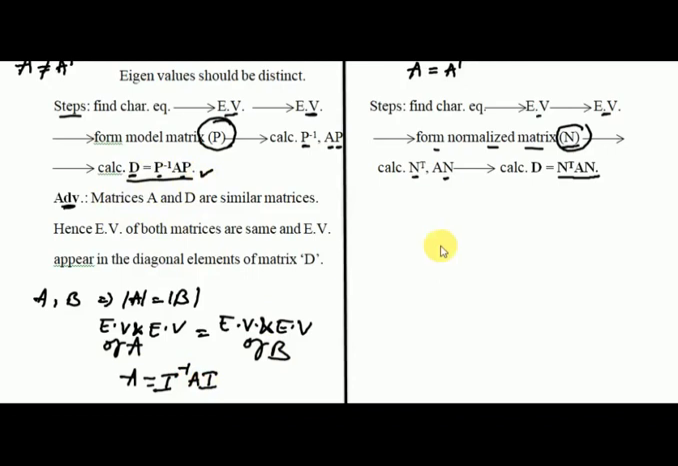In this case, A and D are two similar matrices and the eigenvalues of A and D are the same. So here the advantage is these eigenvalues of A would appear in the diagonalized matrix. That means this D11 and D22 are nothing but the eigenvalues of matrix A. Hence, we can confirm that the obtained diagonalized matrix is correct when it has the eigenvalues of matrix A as D11 and D22.